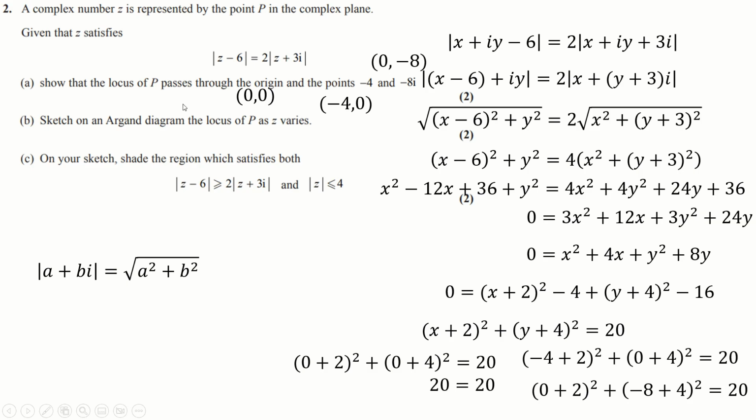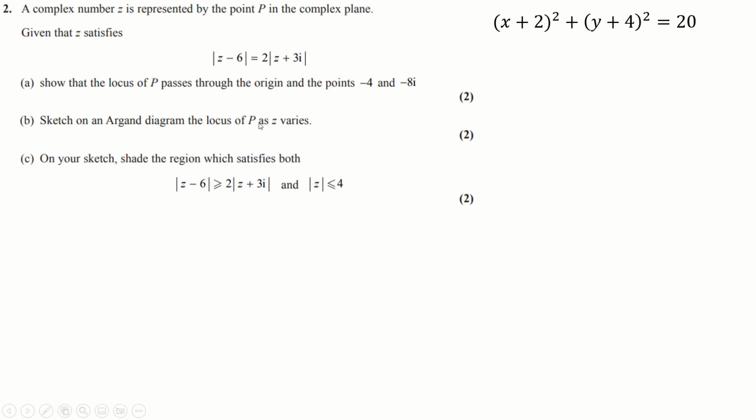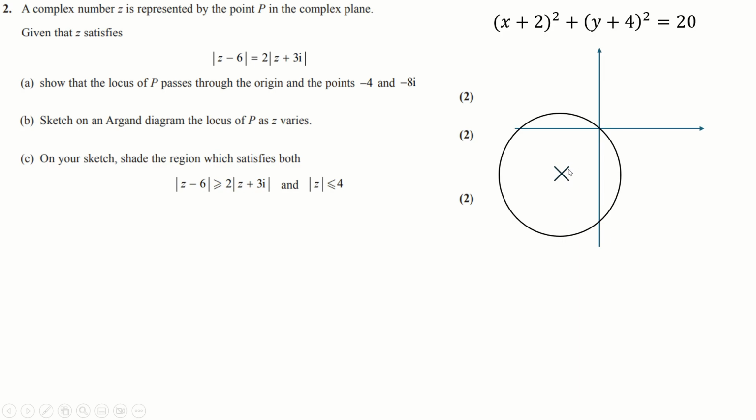So that's fine. Sketch a diagram of the locus. So like I said, now that you've got this, it's pretty easy. It's a circle, center minus 2, minus 4, so it's down here somewhere, radius root 20. So it looks a bit like this. It goes through the origin, so you can draw the circle comfortably like this, and just make sure it goes through the origin there, as we already discussed. And yeah, that's about that.